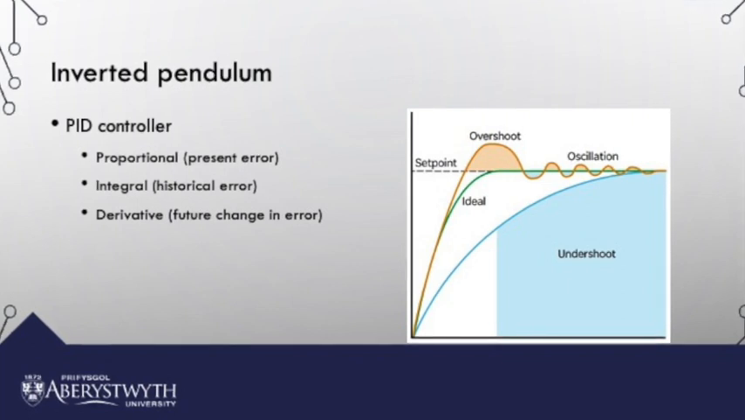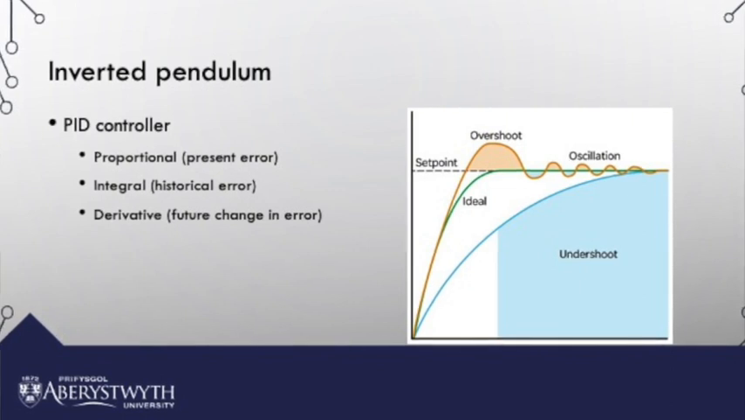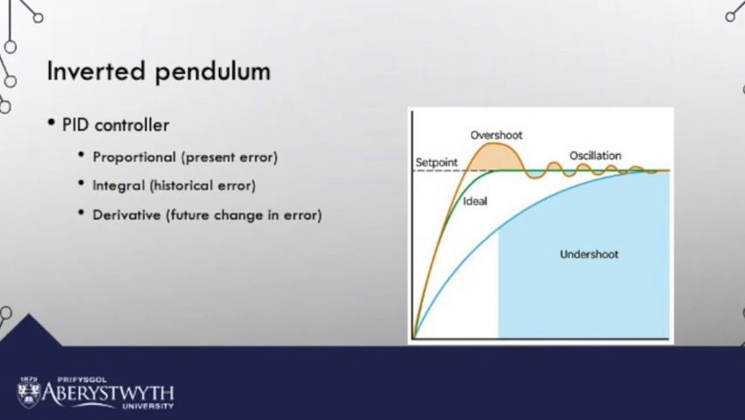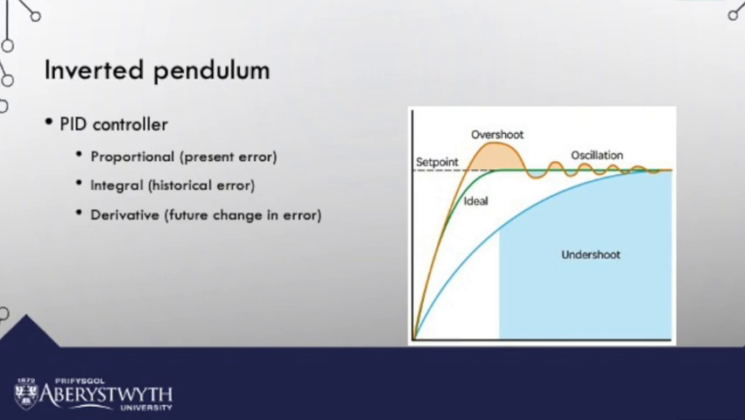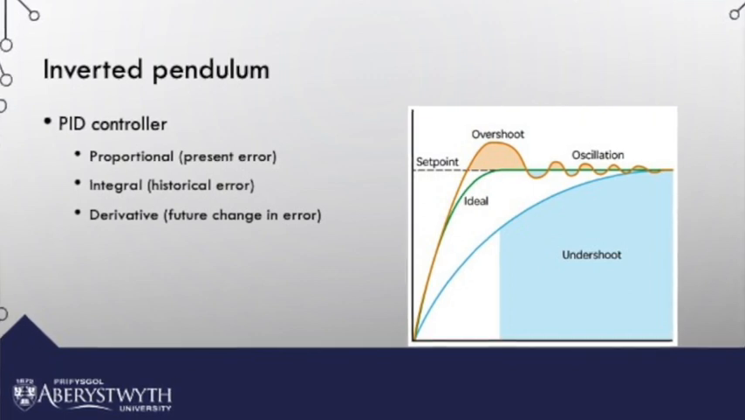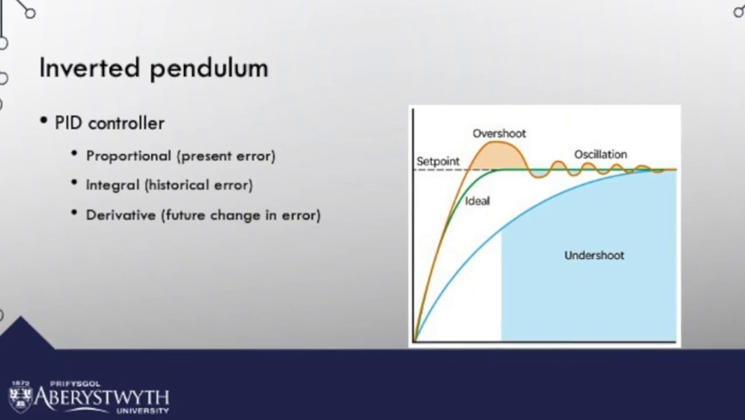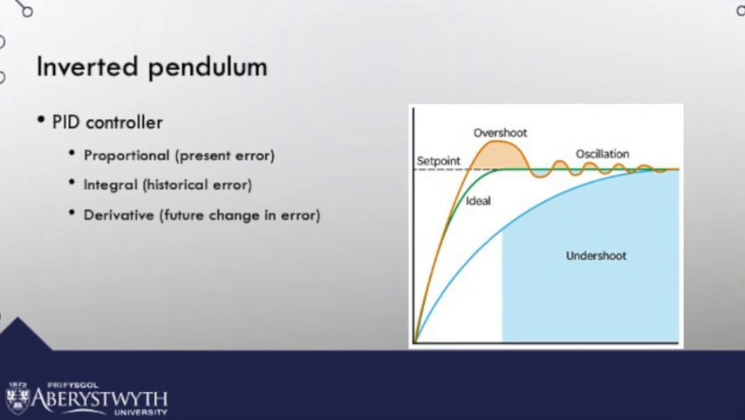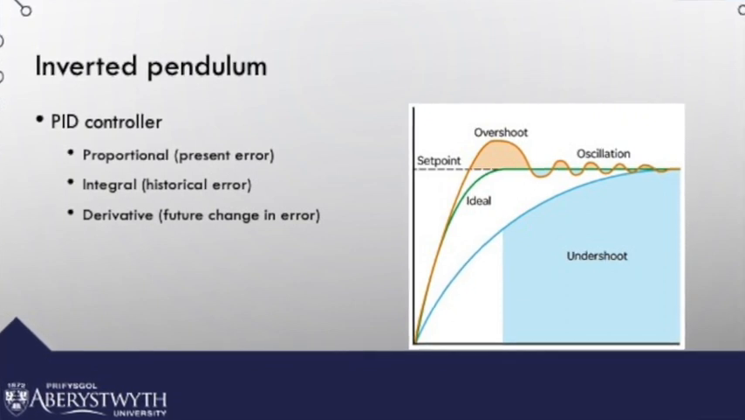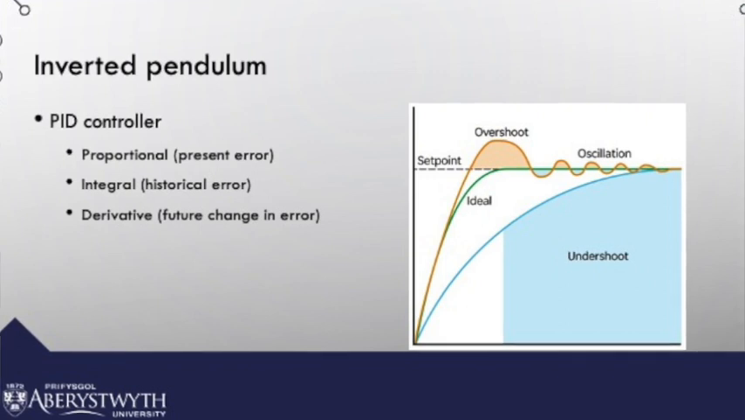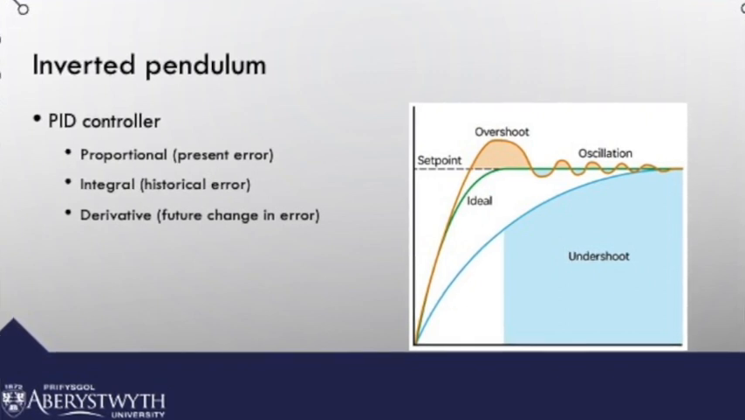So how does a PID controller actually handle this? Well, a PID controller is made up of three components: a proportional component, an integral component, and a derivative component. Now, the proportional component is thinking about the current error in the system. Where are we and how far away are we from that set point? The integral is building up a history of how long we've been away from that set point. And the derivative is looking at the rate of change. So how quickly are we approaching that set point?